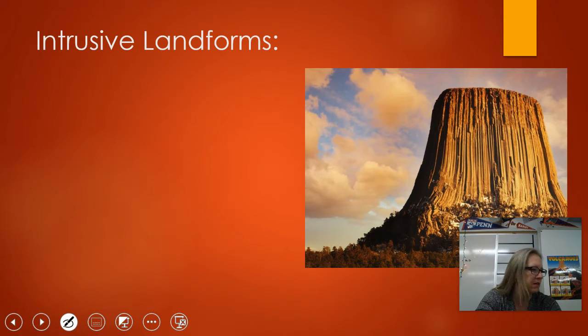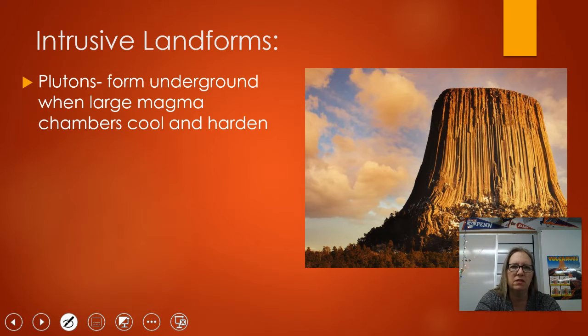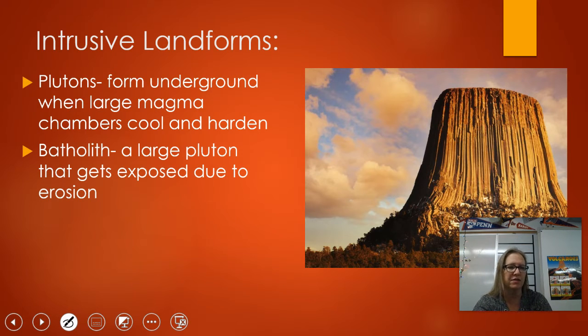So intrusive landforms. This is actually known as Devil's Tower. This is in Wyoming. I've been there as well, but I didn't get a very good picture, so that's not my picture. But I've been there. It's pretty cool. Okay, so one of the landforms we get are called plutons, and these form underground when the large magma chambers cool and harden. So these huge chambers of magma, for whatever reason, they're not getting fed with new hot magma, and they're not able to escape. So it just gradually cools off and it forms a solid formation. That's a pluton.